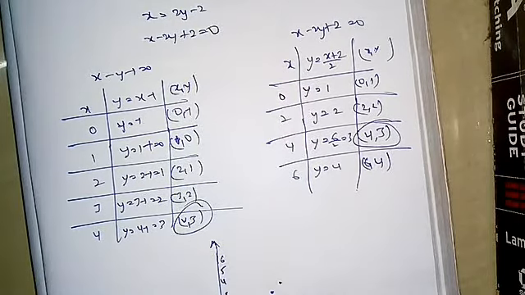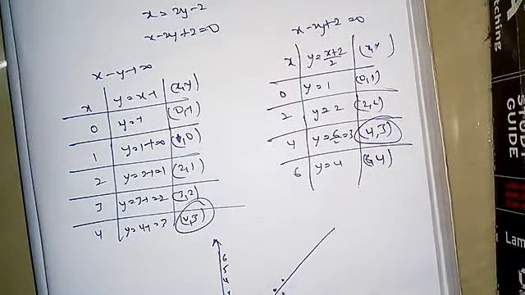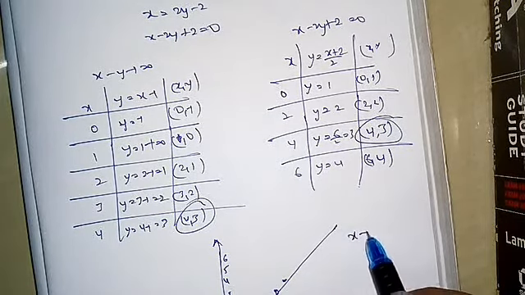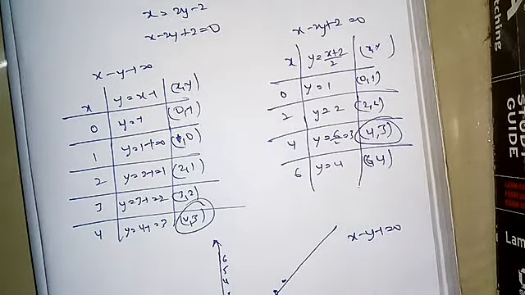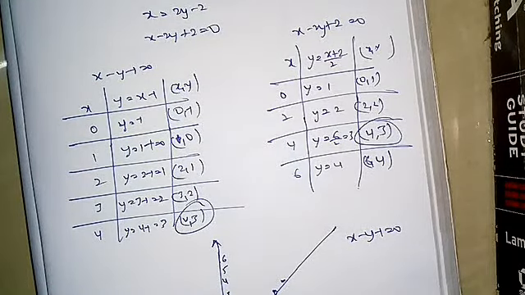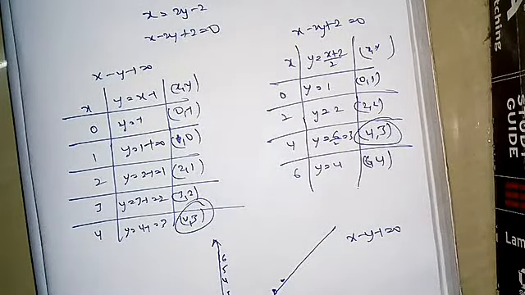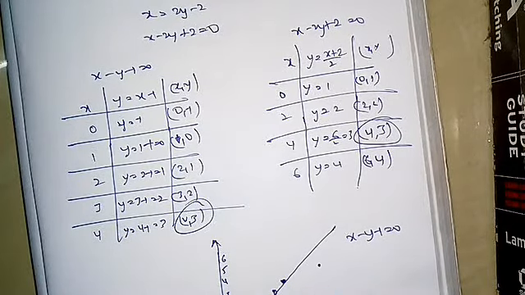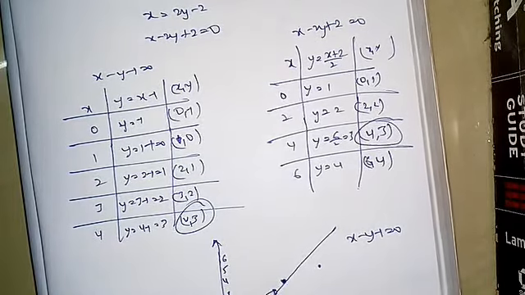So somewhere here. So draw a line. This line will be passing through these points. So this is the first line, x minus y minus 1 is equal to 0. Second line, first point is 0 comma 1 here, 2 comma 2 here, 4 comma 3 here, 6 comma 4 here. So if you join these points, it will be like this.